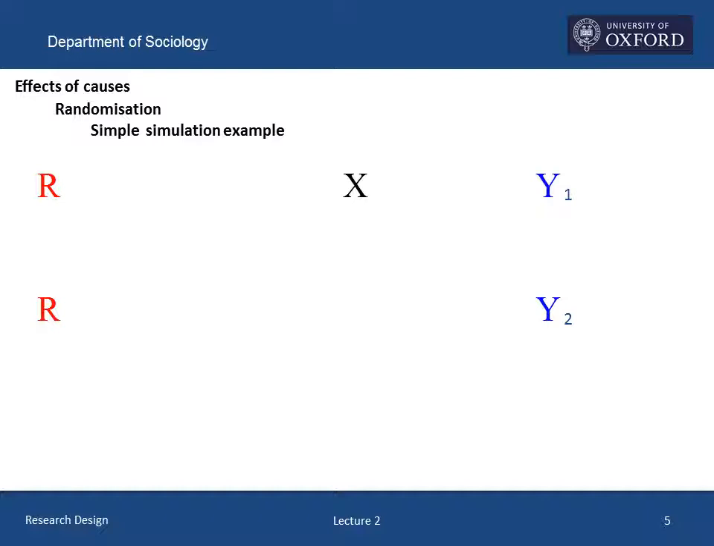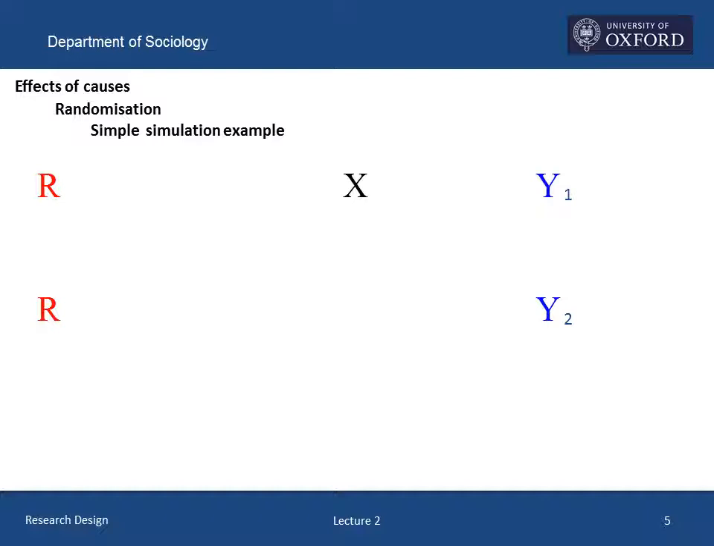After a suitable period of time, outcome measures are taken for both groups. This is represented by the blue Y1 for the first group and the blue Y2 for the second group. And our interest is in whether the average outcome for the treatment group differs from the average for the control group by some amount that is of substantive importance.